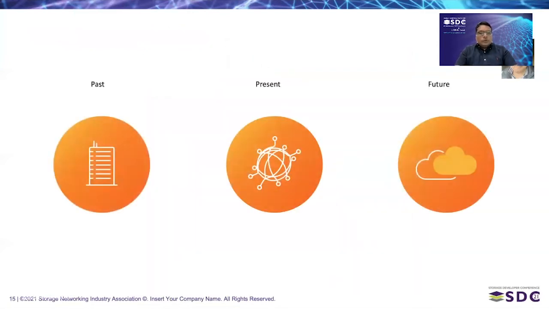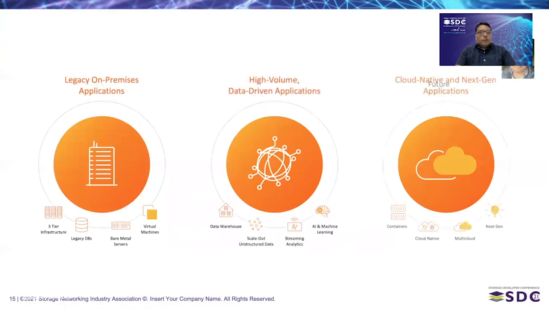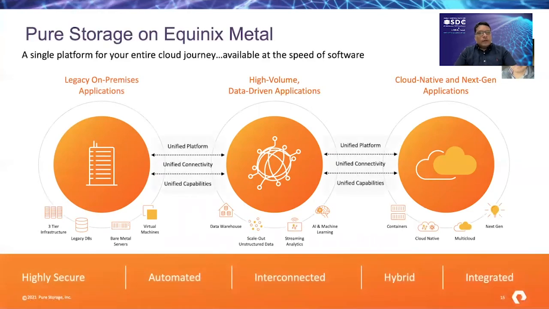Now let's look into the Pure Storage journey from left to right, and what we were doing with legacy applications. Then we started to position ourselves for scale-out, high-volume, data-driven applications, and then finally cloud native. We touch upon all of them. As I said, on the left-hand side, the legacy on-premise applications are not going to go away. That's going to stay in whatever form and shape it is going to be. It's not going to go away.